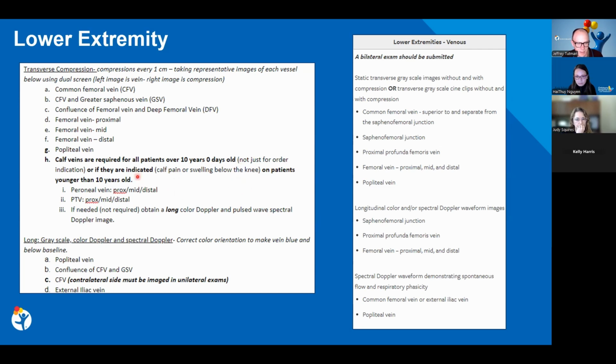If they're under 10, and they have either calf pain or swelling below the knee, then we'll include them. But it's totally arbitrary, like I said. In the younger kids, oftentimes the calf veins are probably not super clinically important, and they're also very challenging to see. So that's why I settled on this 10-year limit. But I'm curious what your thoughts are. Do you treat them like the forearm veins, where you only image the calf veins if there's a clinical indication, or do you have something similar to us, a default age cutoff? What's your approach to that?